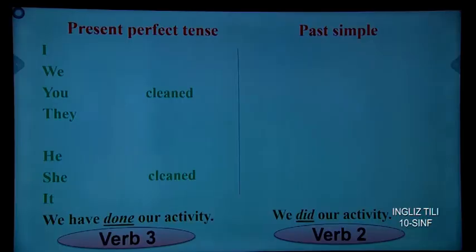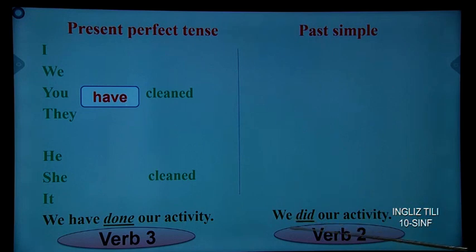So dears, today we have to talk about differences between present perfect tense and past simple. Because in your next activity, you have to make up sentences in present perfect tense. In present perfect tense, we have two auxiliary verbs. Have for I, we, you, they.